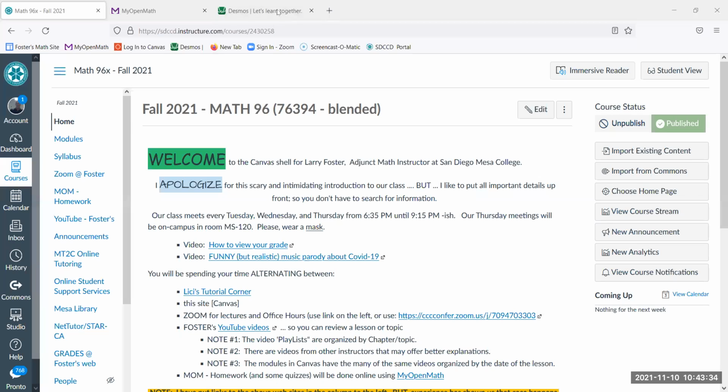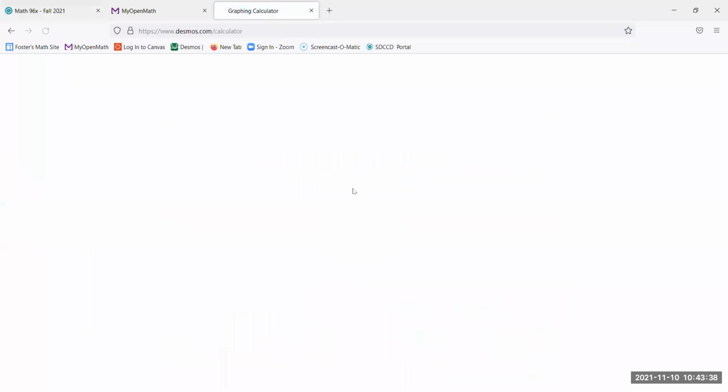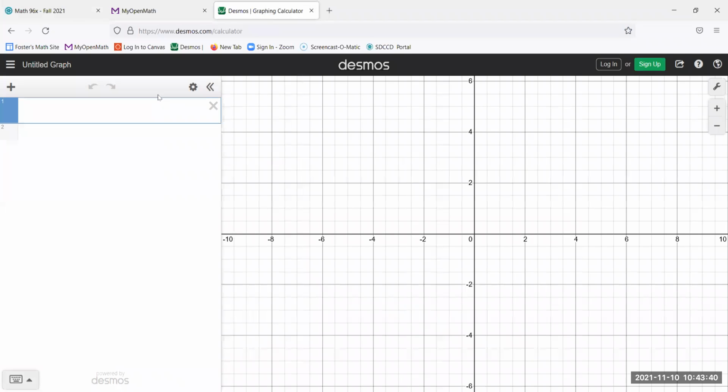Go here. I want to go to Desmos. Bingo. Can everyone see my Desmos screen? Is there anybody that can't see a grid on here? Okay. So over here on Desmos, notice I went to desmos.com.